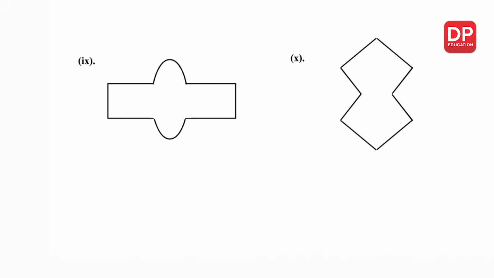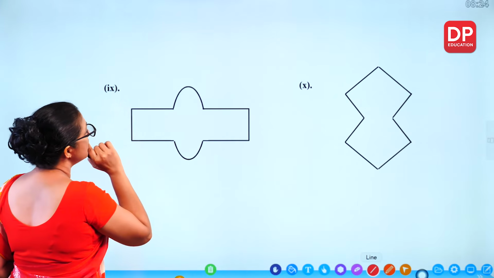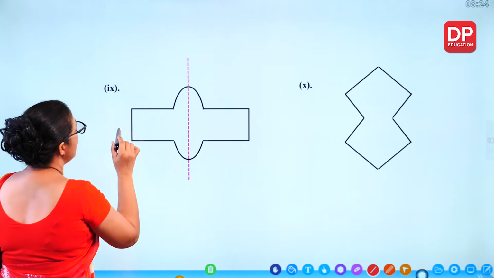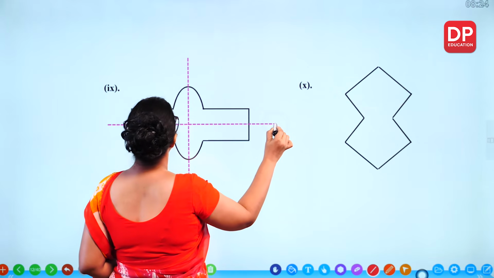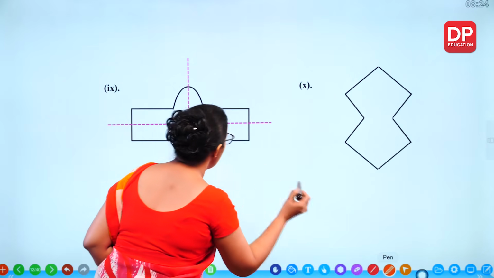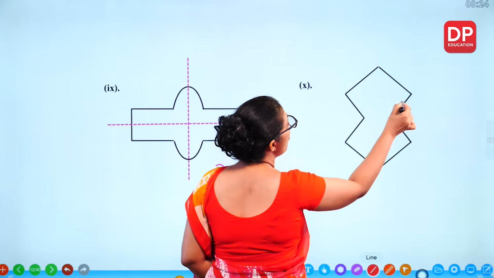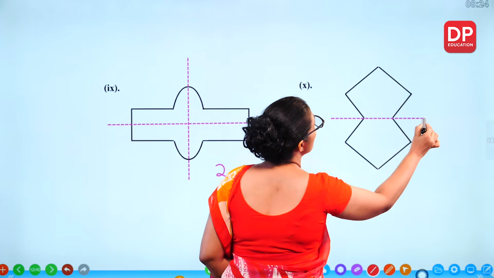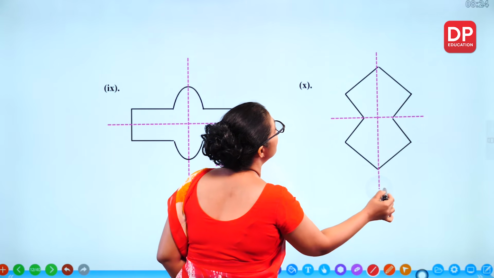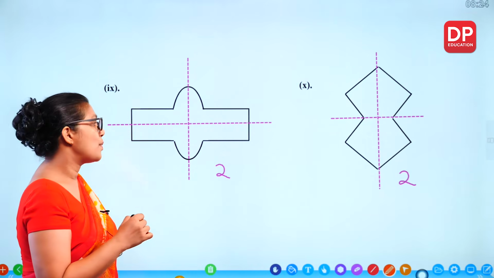This shape, if all sides are equal, these sides are equal, I can draw a line here and here. So how many? Two axes of symmetry. In this figure, if all sides are equal, I can draw a line here and here. So only two axes of symmetry in that figure as well.